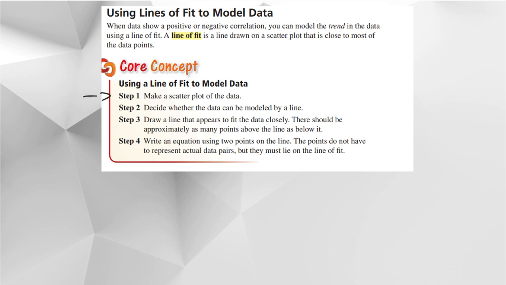Two, decide whether it could be modeled by a line. Three, this is very important. If you move on, obviously, if it's no correlation, we stop. It either has to be negative or positive, correct? In step 3, we continue.